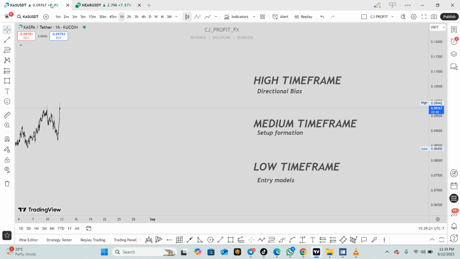So the first one we have is the directional bias. I told you guys that directional bias tells you the structure of the market, where the market is heading to, while the medium time frame tells you the setup formation. It tells you how to start and how to position yourself in the trade, how to get your entry model, and also how to target your TP. The low time frame tells you your entry model.